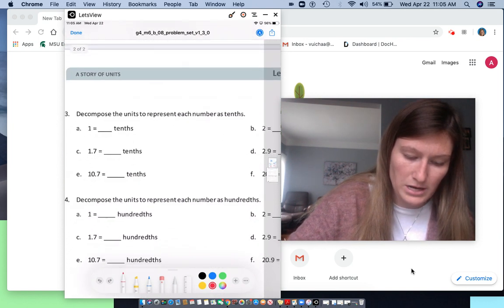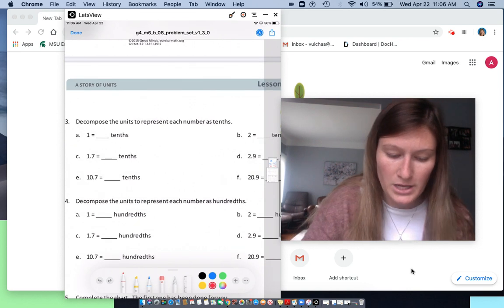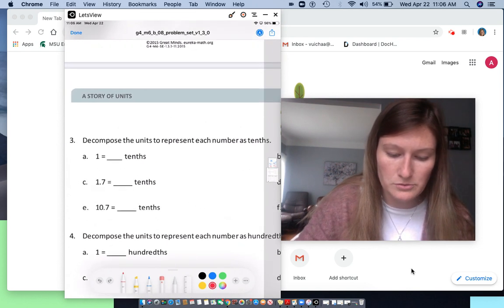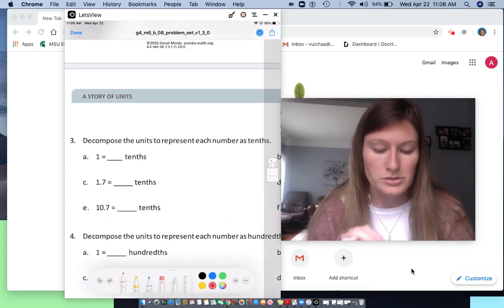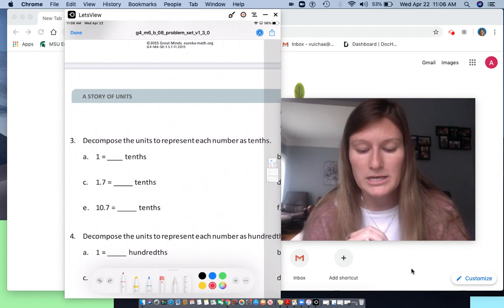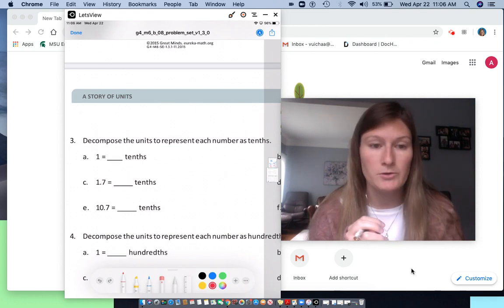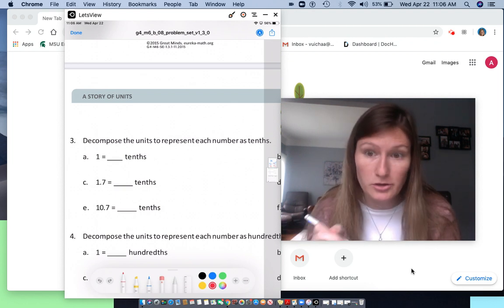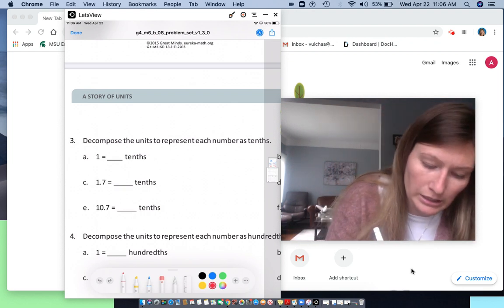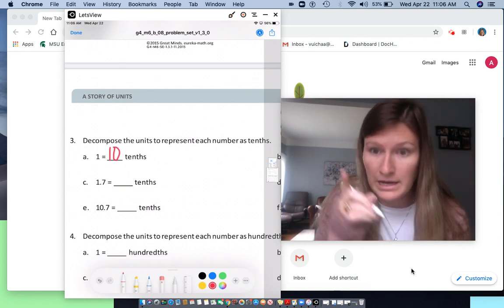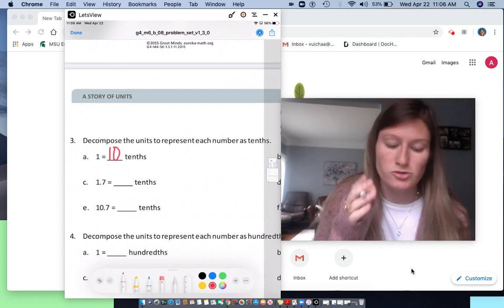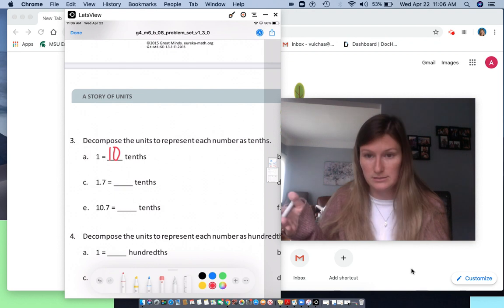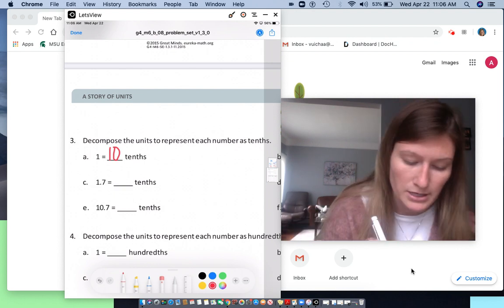So we're on 3A, B, C, and D. So first we're going to do, so it says decompose the units to represent each number as tenths, okay? So 1 equals how many tenths? And hopefully you know our magic number, which is 10. And that's only for the tenths, okay? So 1 equals 10 tenths. And let me show you why.